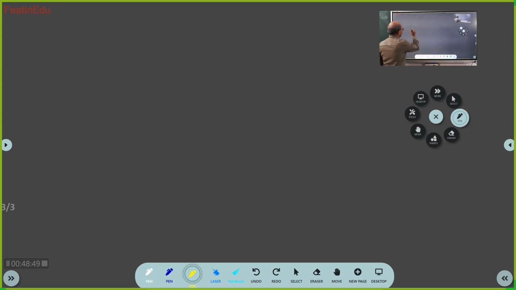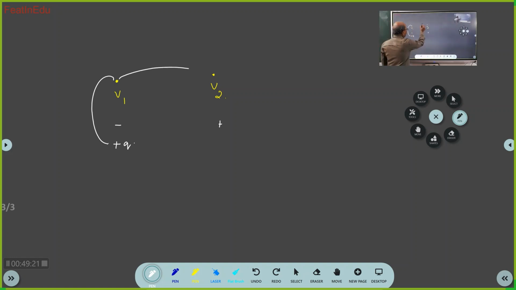So now this is at potential V1. This is at potential V2. Now in that example I said this is negative, I write it as minus, and this I write as plus. What does it mean? V1 is at a lower potential than V2. Now I will take a positive charge. Keep it here, and then move it here.